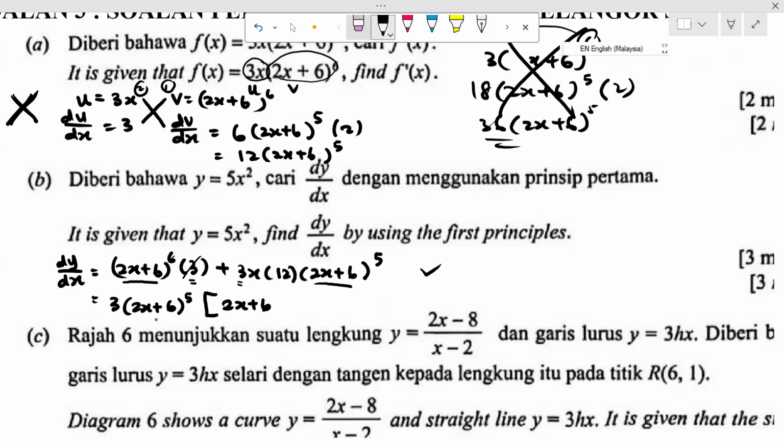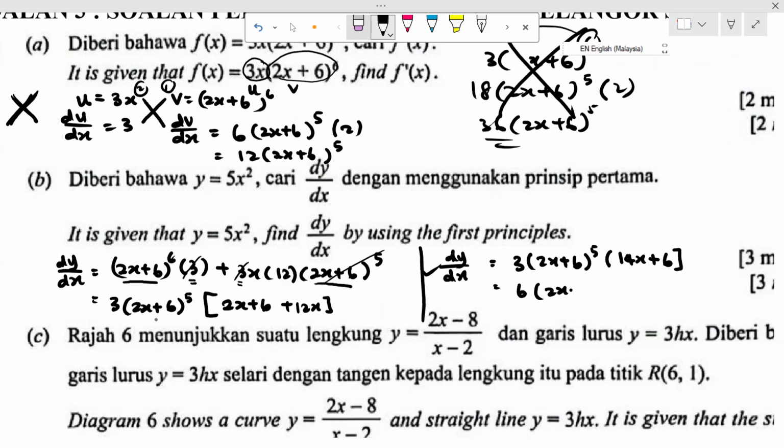Then the second term, (2x plus 6) to the power 5 taken out, 3 also taken out. What is left behind is 12x. And therefore, our dy by dx equals (2x plus 6) to the power of 5, and then this one is 14x plus 6. Now we can simplify further. Please try. So take out the 2. 2 times with the 3 in front, 6, (2x plus 6) raised to the power of 5.